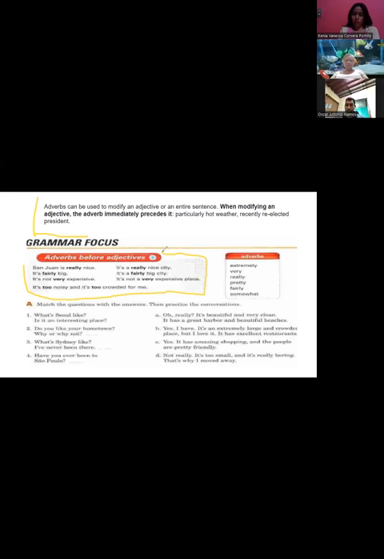One is really nice. It's fairly big. It's not very expensive. It's too noisy and it's too crowded for me. It's really nice city. It's fairly big city. It's not very expensive place. Thank you so much. I really appreciate it.